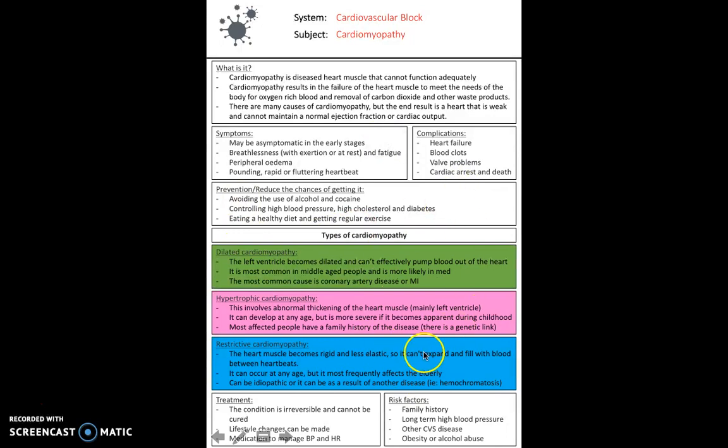And it's good to be aware that there are different types of cardiomyopathy. So you could have a dilated cardiomyopathy where the ventricle dilates, hypertrophic where the ventricles undergo hypertrophy, or restrictive cardiomyopathy, which is where they become rigid and less elastic.